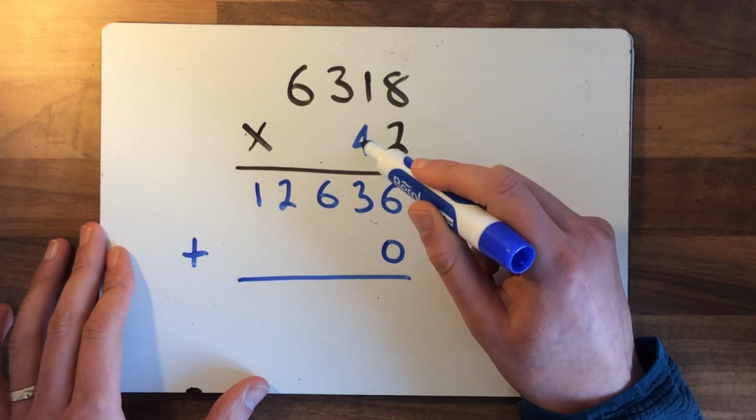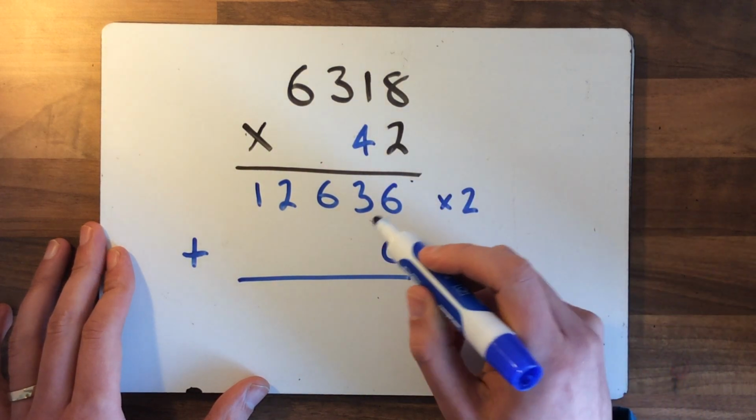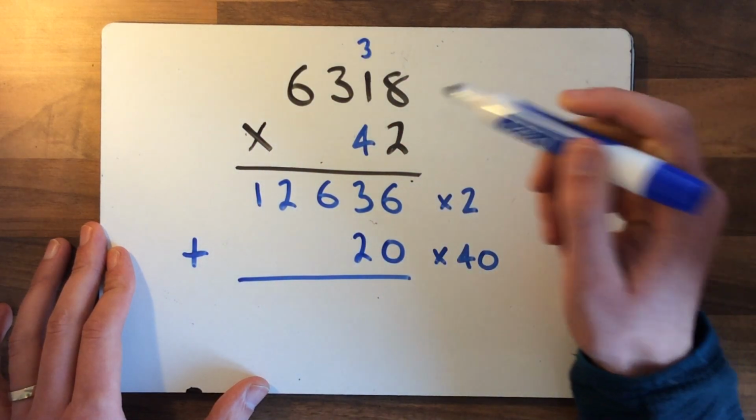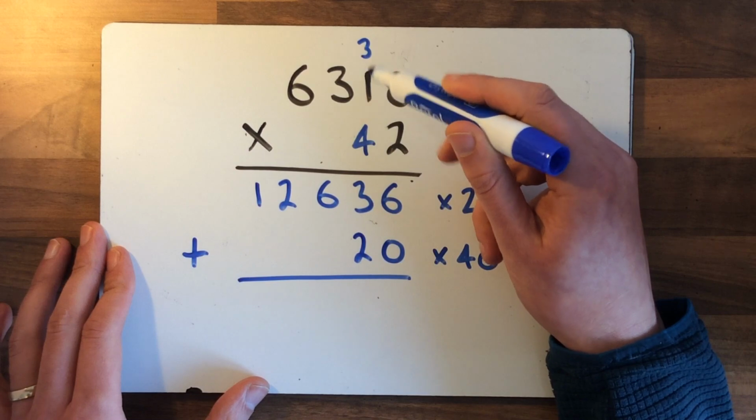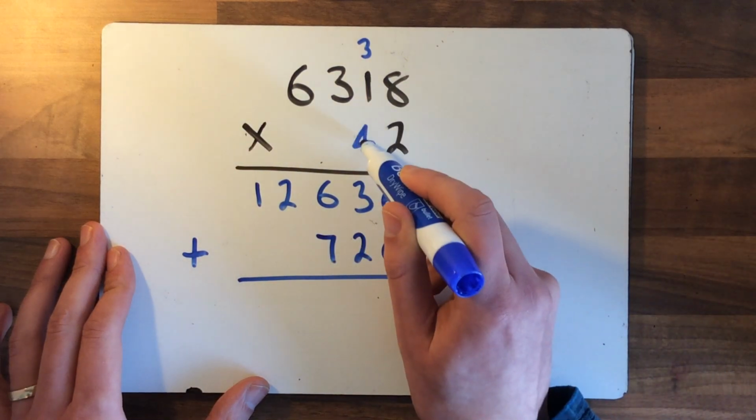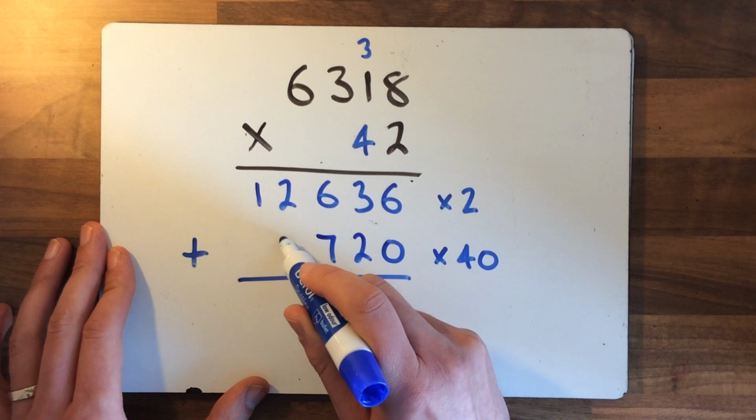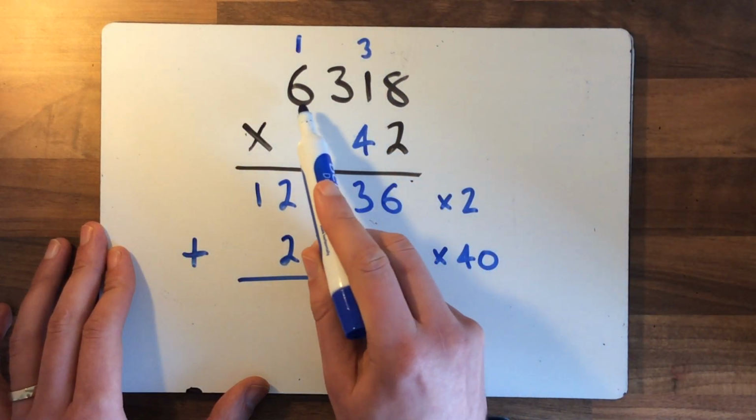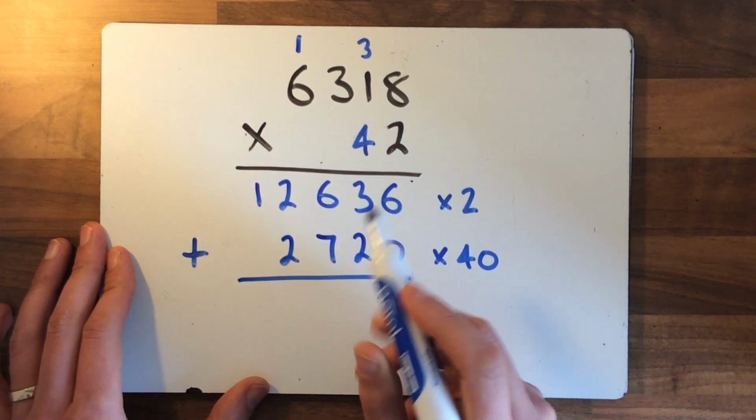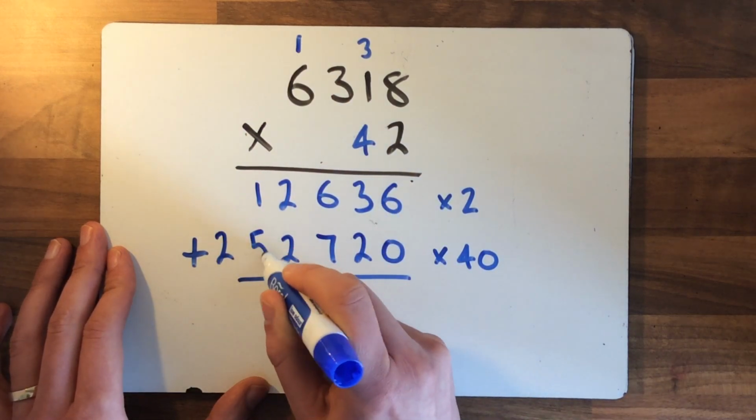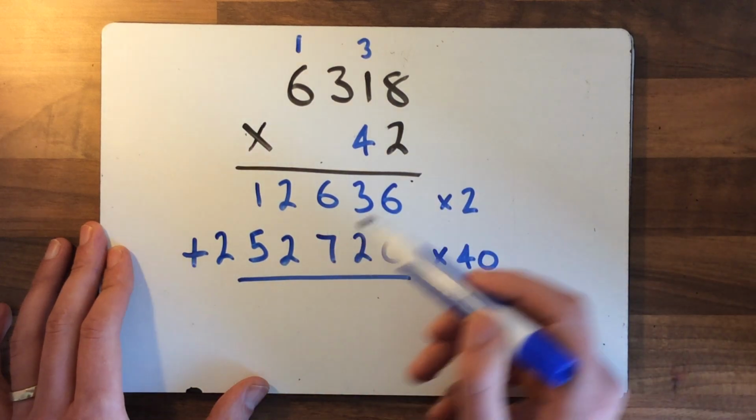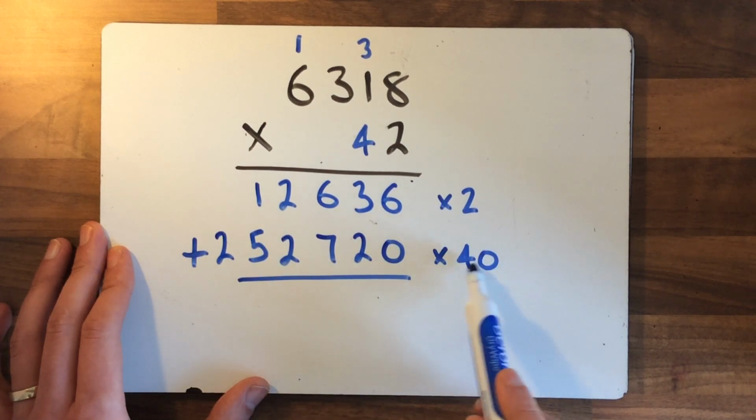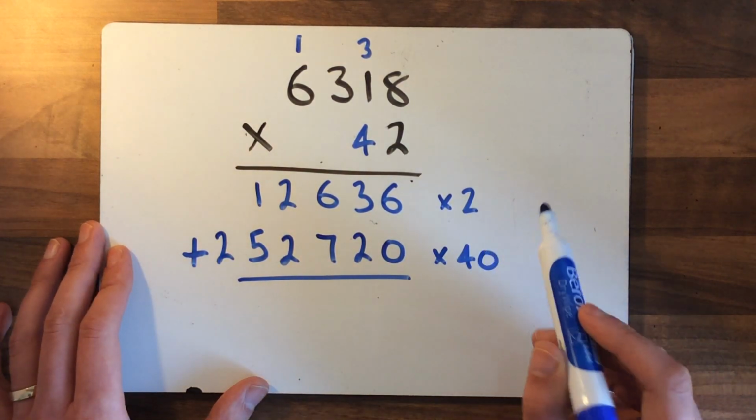So we go 4 times by 8, which is 32. So the 2 goes here, the 3 goes over the next column. 4 times 1 is 4, add the 3 is 7. 4 times 3 is 12. Put the 2 down, the 1 goes over in the next column. Then 4 times by 6 is 24. Don't forget to add that 1, 25. And you can see this second number will always be far larger than this number, because this number is larger than this number, isn't it?